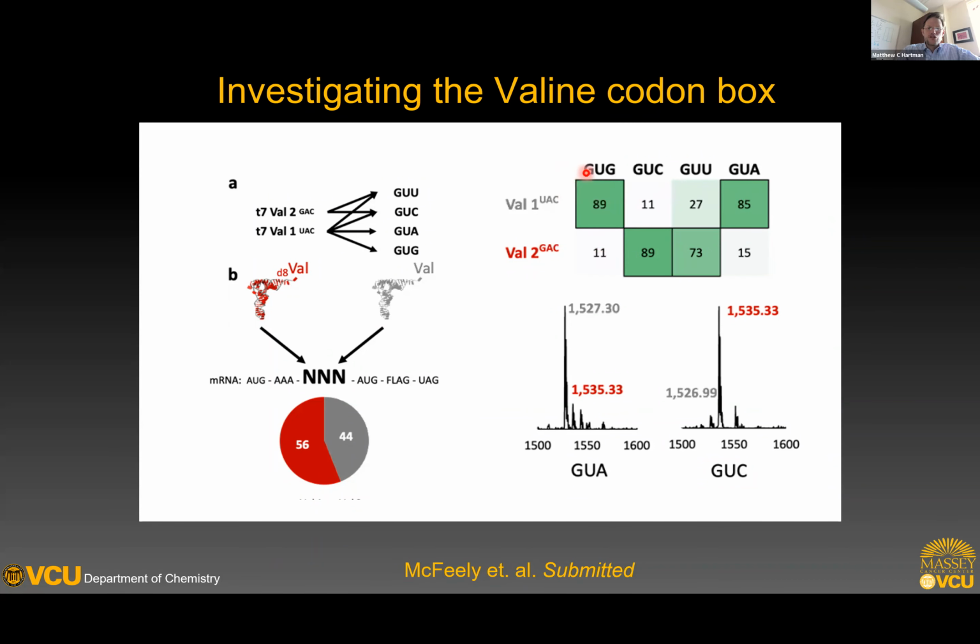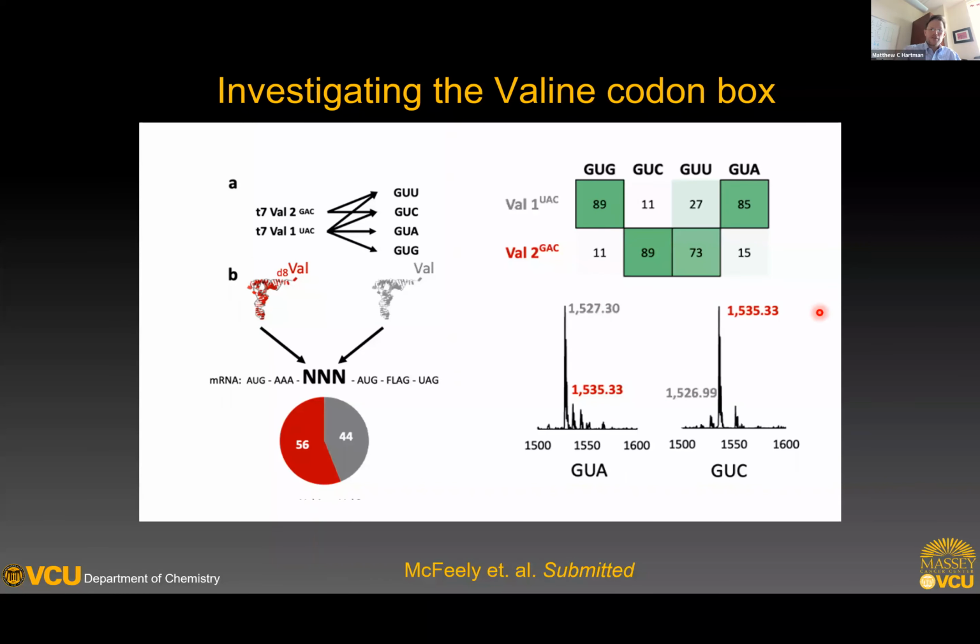So we can see for the GUG codon, we have almost all completely read by Val1. The GUC codon is almost completely read by Val2. The GUU codon was not clean. We do have a 75-25 mixture or so here. And the GUA codon is nicely read by Val1. So these are some of the aspects that show pretty solid translation. There are some other small peaks here that show that their functionality isn't perfect.